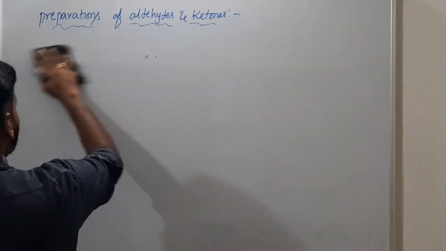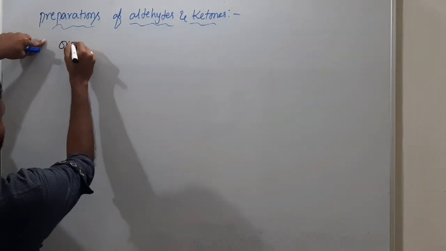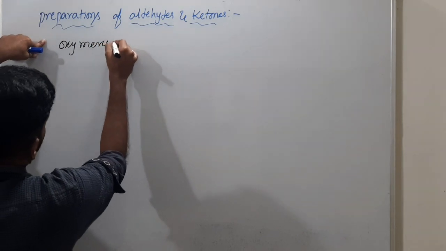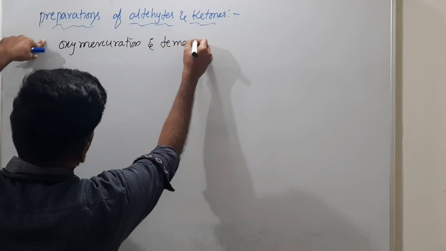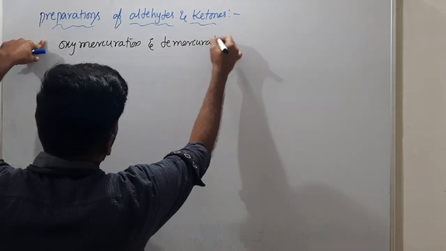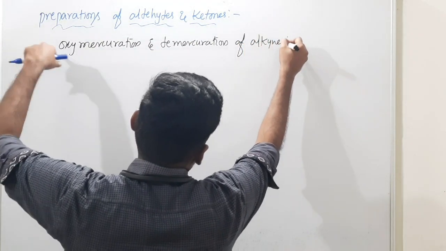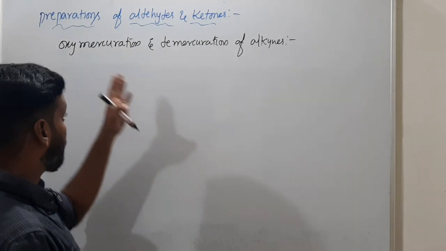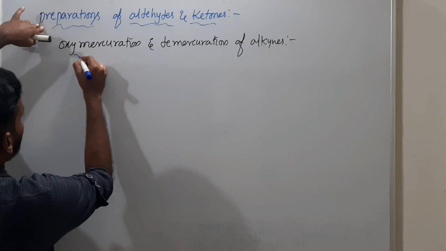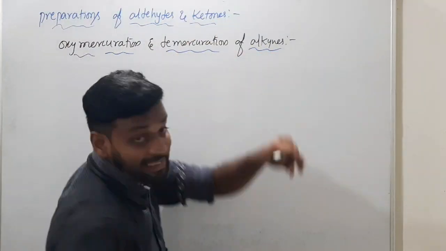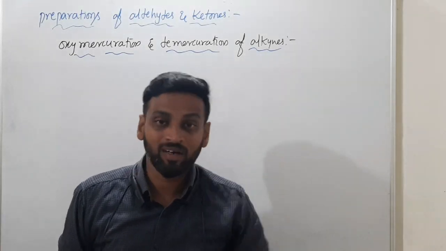Next, oxymercuration and demercuration of alkynes. Okay, next one is oxymercuration and demercuration. Do you remember? Oxymercuration and demercuration of alkynes. Please, you have to revise both hydroboration as well as oxymercuration and demercuration of alkenes, which we did previously for the preparation of alcohols.